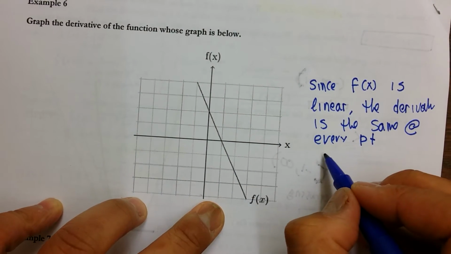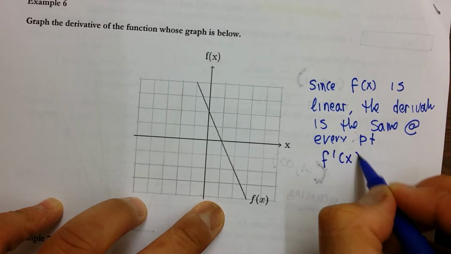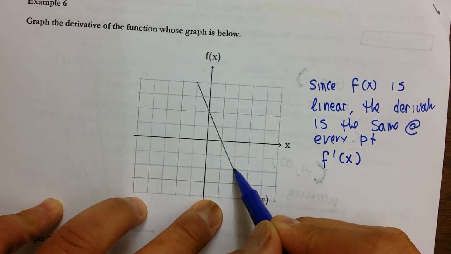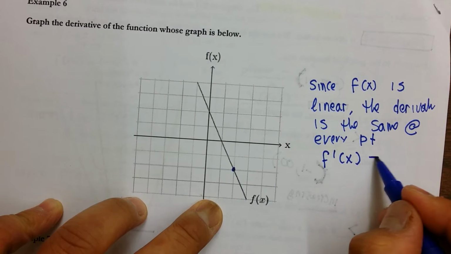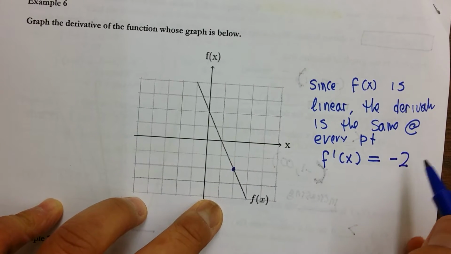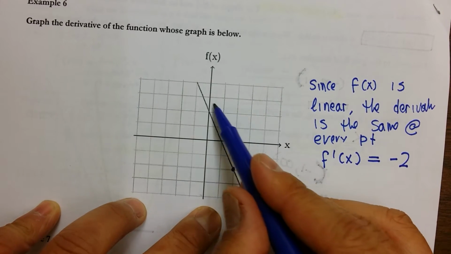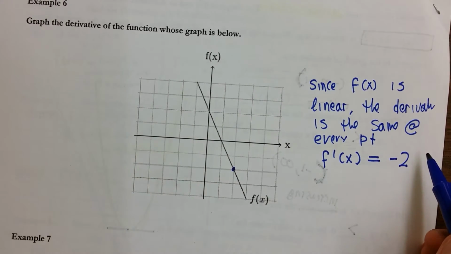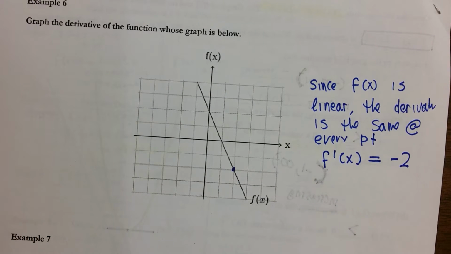And so if you find the slope of this line, starting from here, you can rise, run. So the slope of this line is -2, right? So the derivative at any point is -2. So sketch the derivative. Well, it's just f prime equals -2.